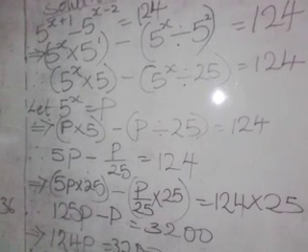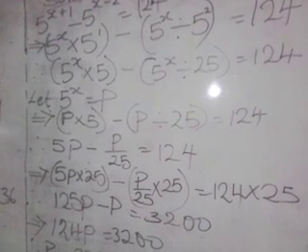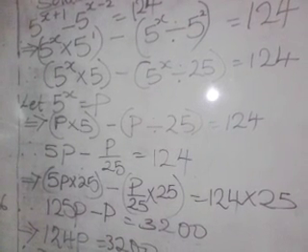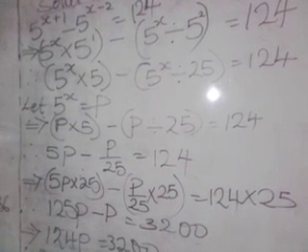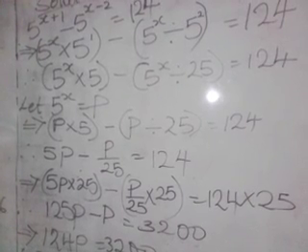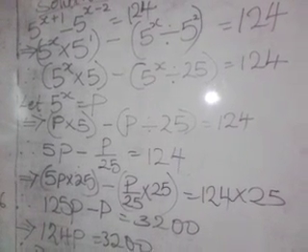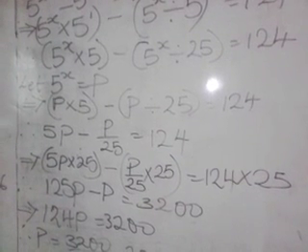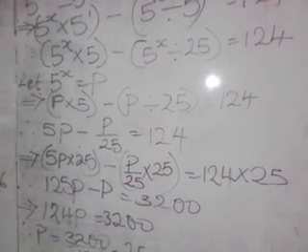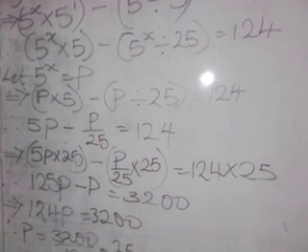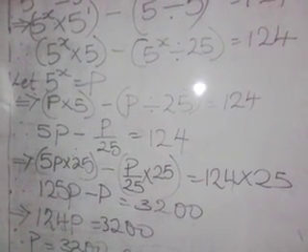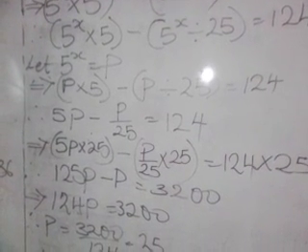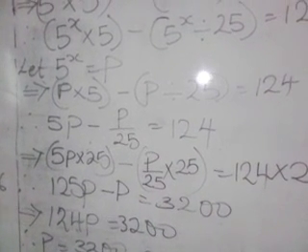So we now say let that 5 raised by x be p, so that we can simplify it. It makes it look better. So what we now have is p times 5 in bracket minus p divided by 25 in bracket equal to 124. And this gives me p times 5 gives me 5p minus p over 25. That's p divided by 25, same thing as p over 25, equal to 124.